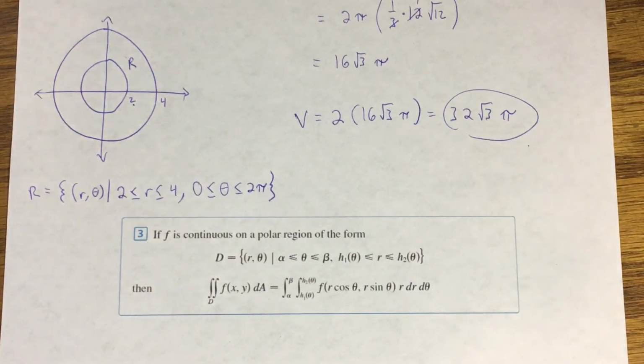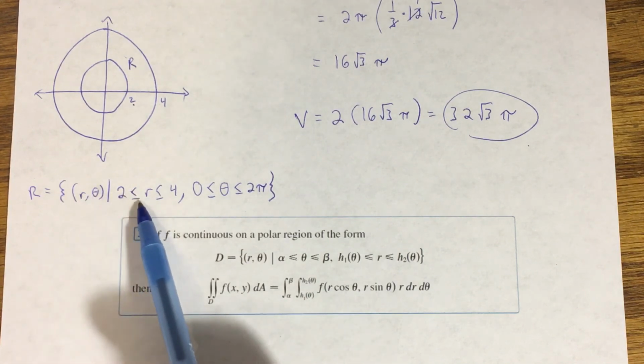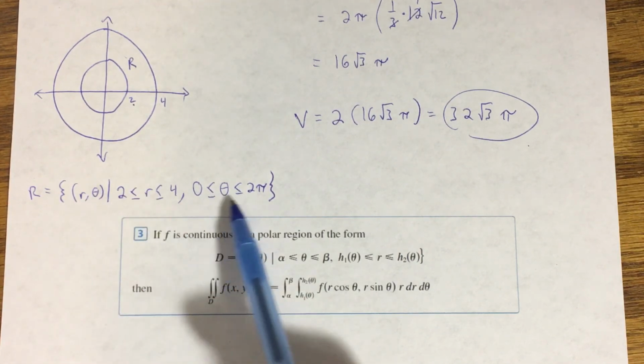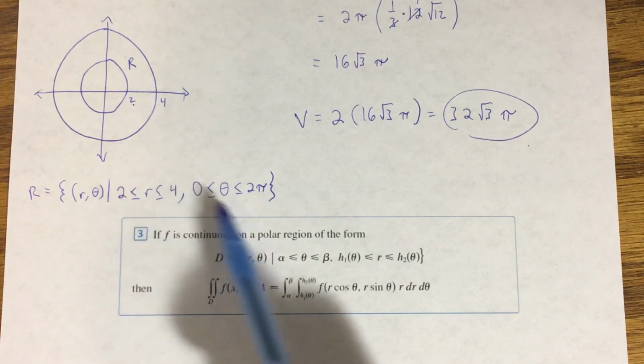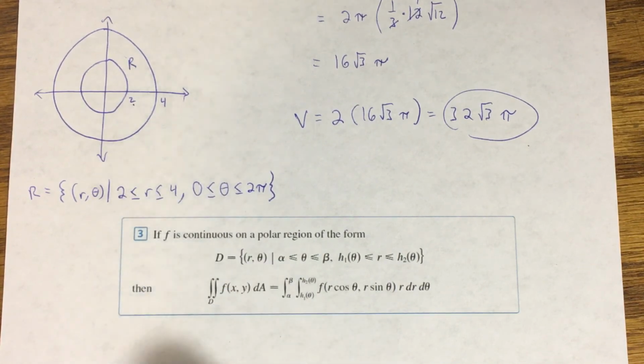Okay, so I want to talk about this little box down here. The couple of double integrals we've done so far in polar coordinates have been of this type, where the region is a fixed interval of r, a fixed interval of theta. And when I say fixed interval, I mean that the endpoints are constants.